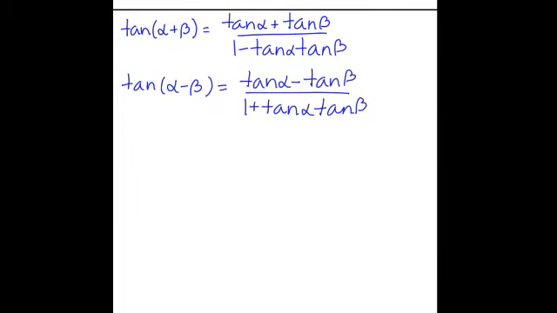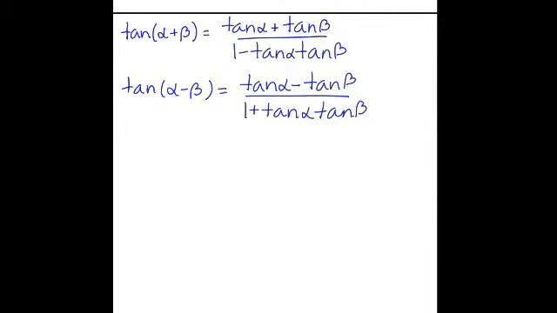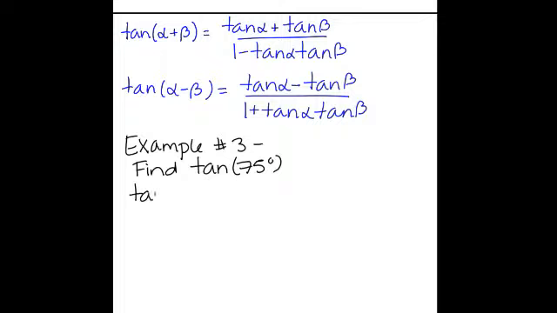Okay. So doing an example with that, we'll do example number 3. We're going to try to find the tan of 75 degrees. Well, 75 can be the tan of 30 degrees plus 45 degrees, and it doesn't matter what order. You could do 45 plus 30 and it'll work out to be the same.